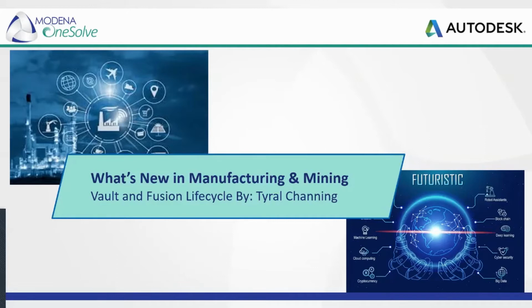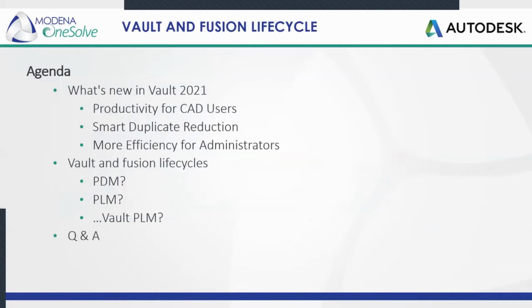Okay, so just to kick off with the agenda, today we're going to be having a look, like I mentioned, at some of the key features newly introduced in this year's release of Vault, and then furthermore a brief touch on PDM and PLM. The new features introduced in Vault 2021 have really focused on three key areas: productivity for the CAD users, smart duplicate reduction, and more efficiency for administrators, which includes a few improvements around the deployment of Vault as well.